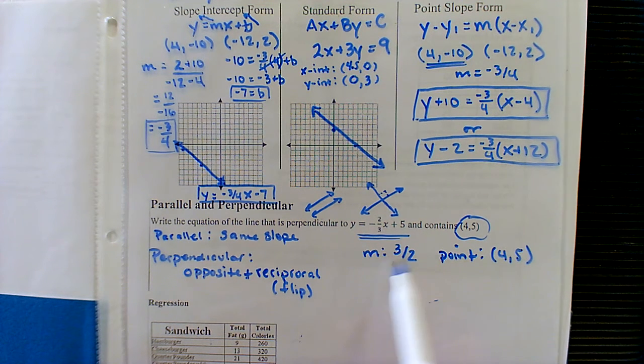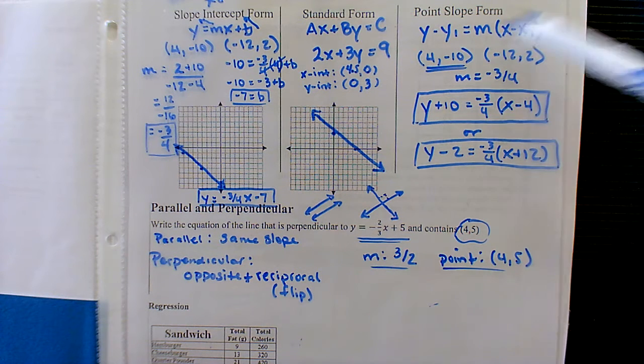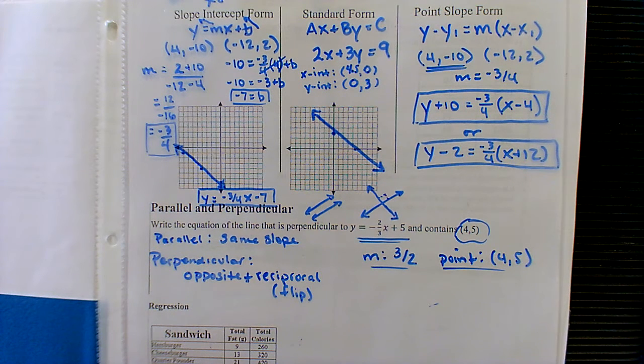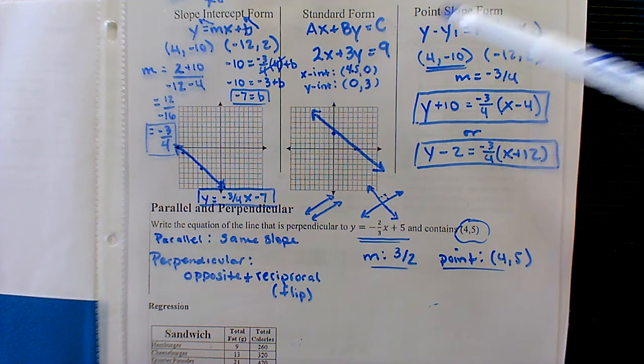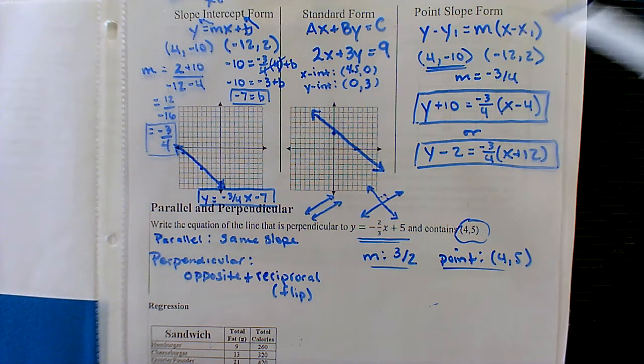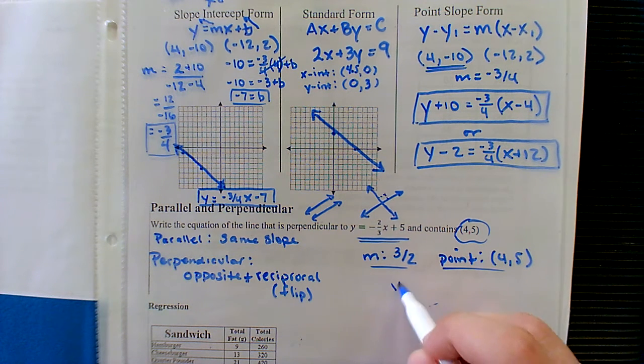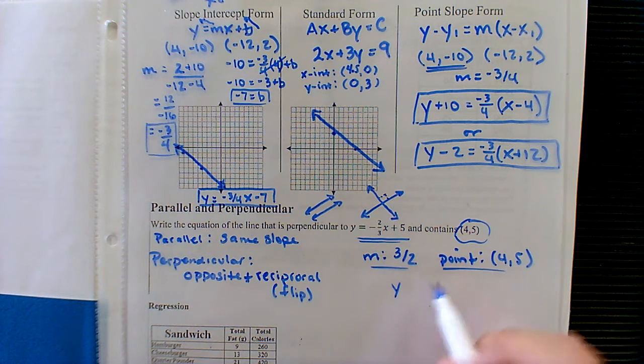Okay, so now can we write the equation if we know a point and a slope? What would our point-slope form look like? Y minus the y value from your point equals your slope times x minus the x value from your point. Good, Marie?